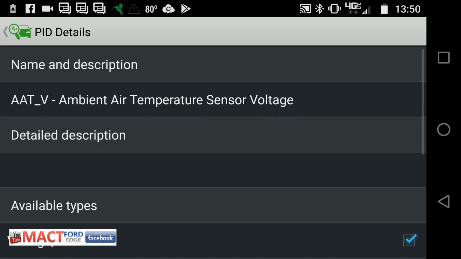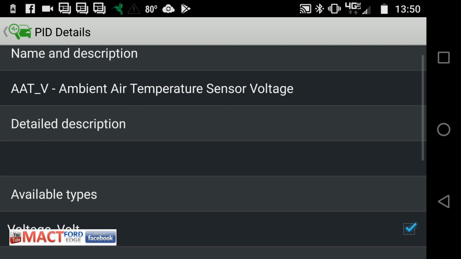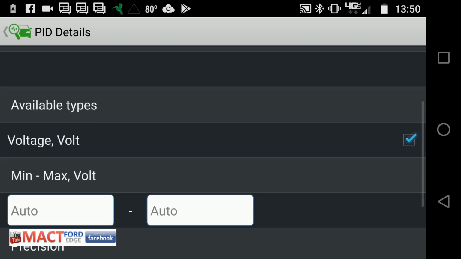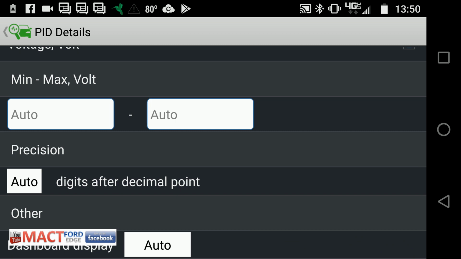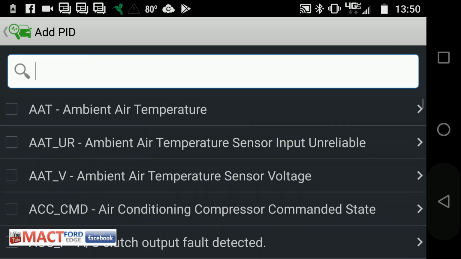We have the ambient air temperature sensor voltage. Yes, every sensor has a voltage, and it's going to read out the minimum and maximum volts. This would be good to help you decide, is the sensor working properly? Because you could tell by the voltages it displays. I do not know what the minimum is, I think it's 0.5 volts. So anything higher or lower than that might indicate you're having a problem.